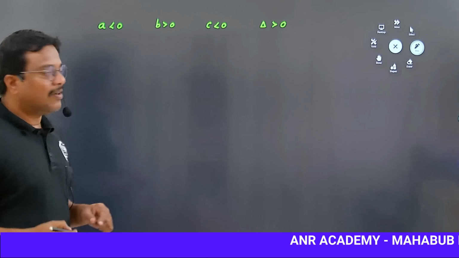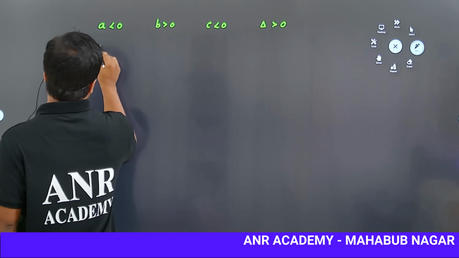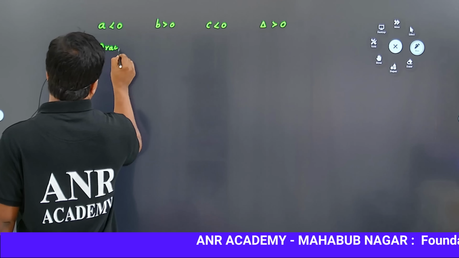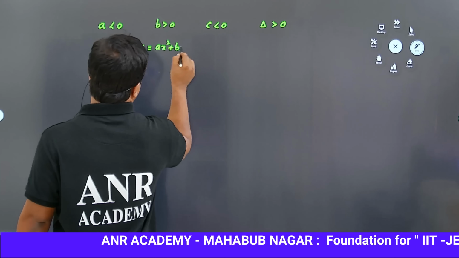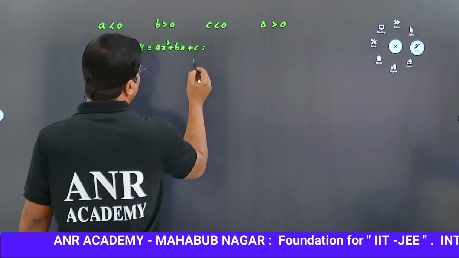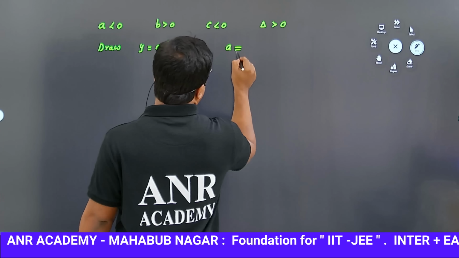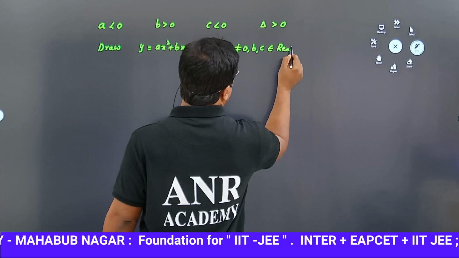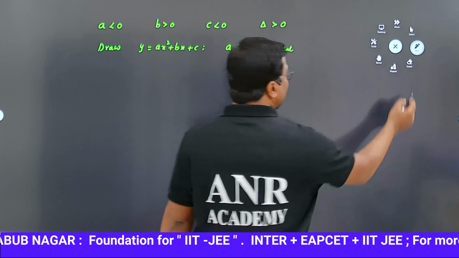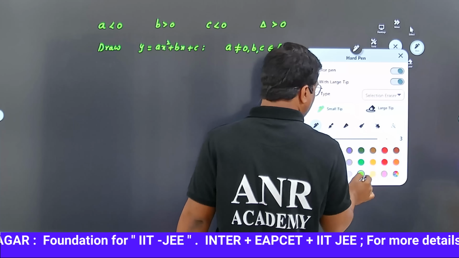Then draw the graph of y equal to ax square plus bx plus c. This is the question. a non-zero, b, c real. a non-zero real, b, c any real number. So this is the question.